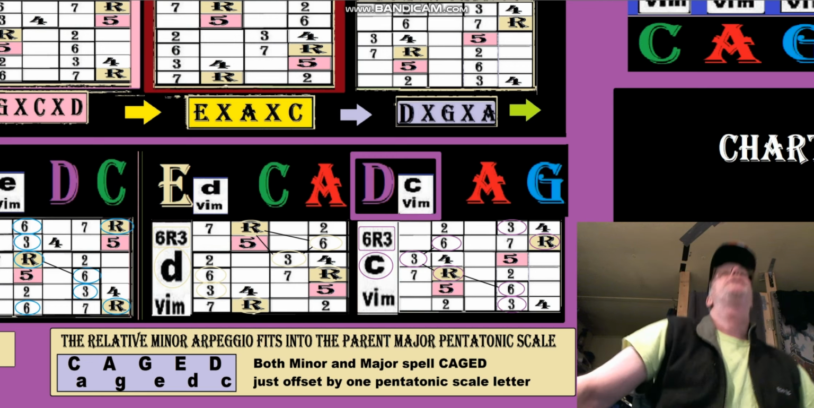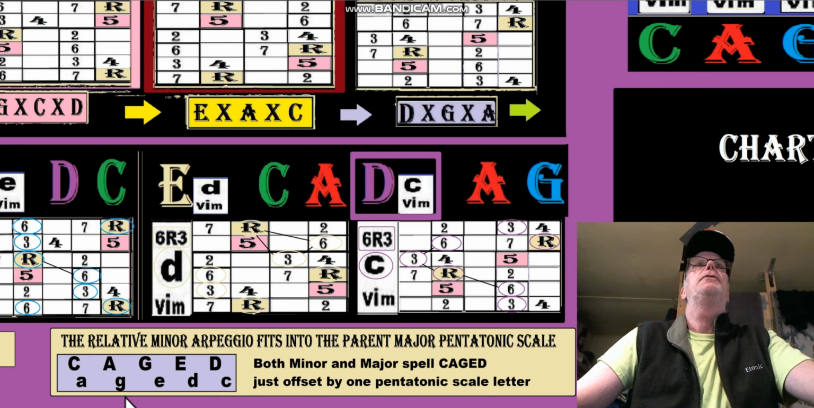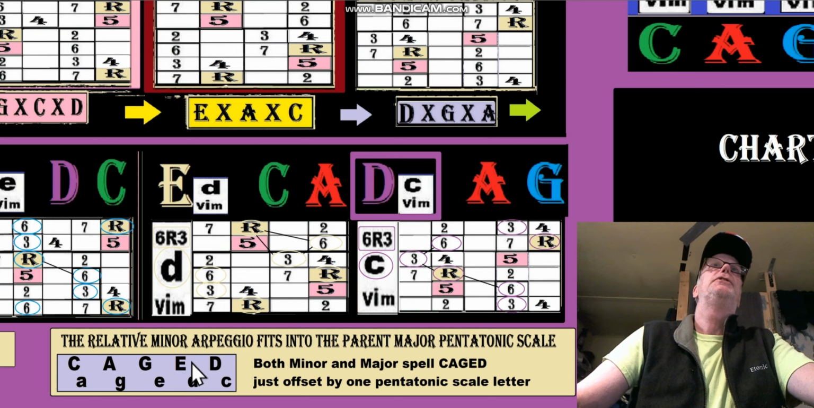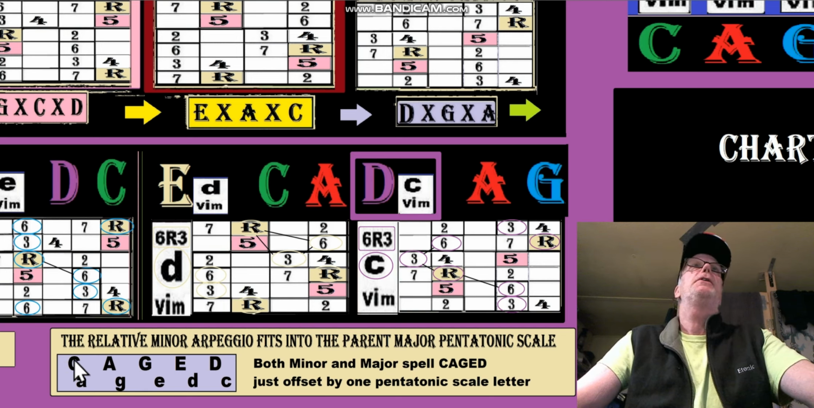What I wanted to say is this bottom thing spells CAGED, but it's reversed. It's DEGAC. You see, this is CAGED. And if you spelled CAGED here, you'd have to bring the D over here, so it'd be D-CAGE. It's still part of the same box.